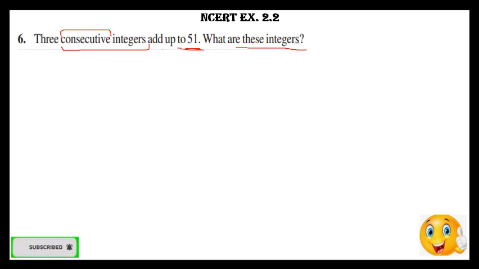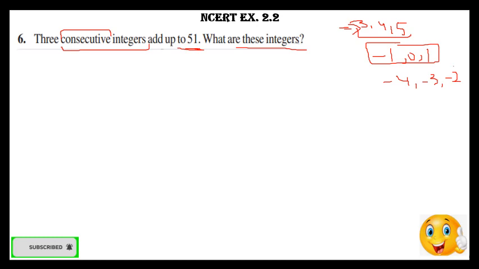If I say numbers 3, 4, 5, they are coming one after another, so they differ by 1, so they are consecutive numbers. If I say -1, 0, 1, these are consecutive integers. If I say -4, -3, -2, they are consecutive integers. Consecutive means coming one after another. Three consecutive integers add up to 51.